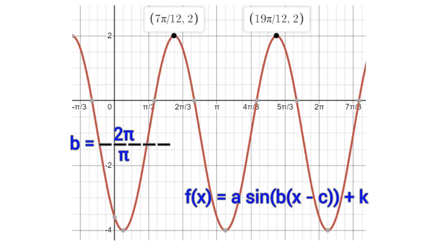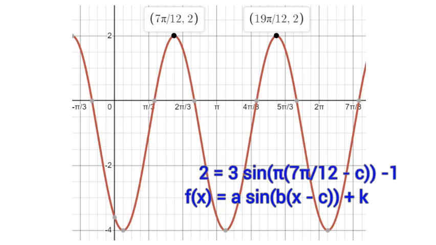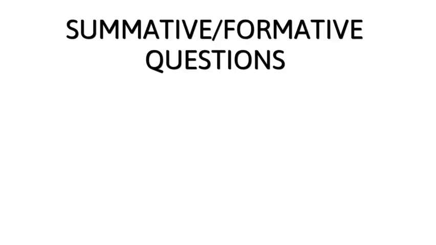Finally, put in some points on x and y to find c. Let's just use our first point, 7 pi over 12, 2. Now you can just solve this to find the answer for c. We're going to look at some examples of how to fully solve this later on.